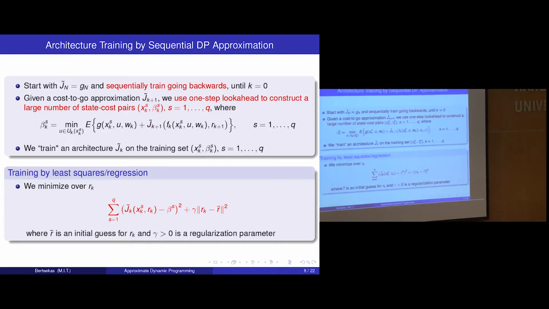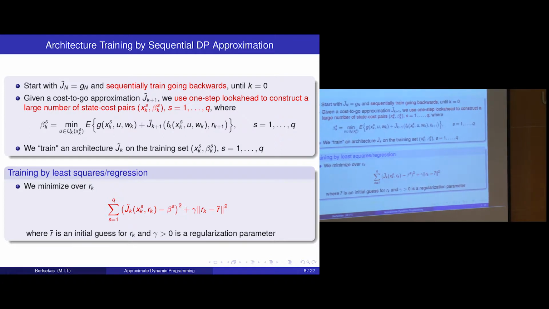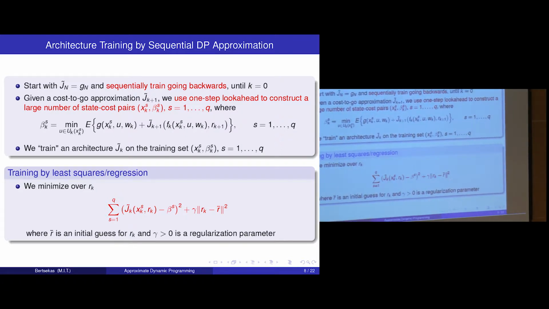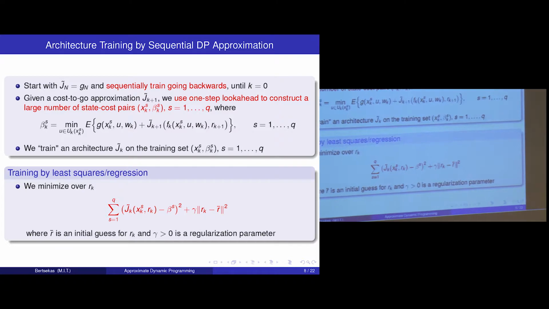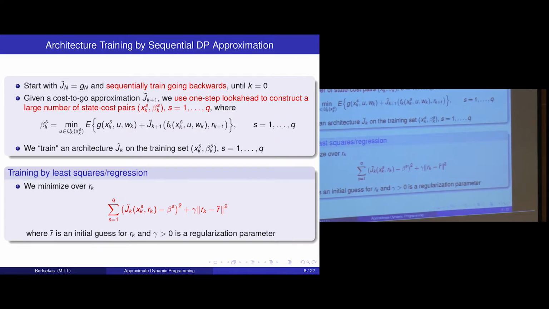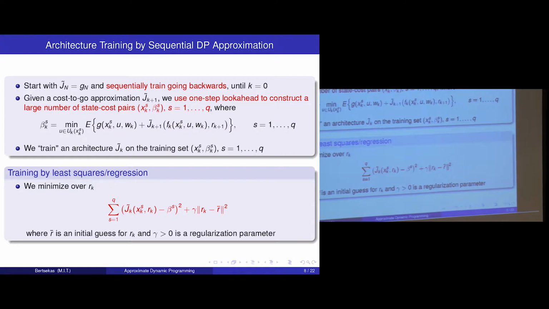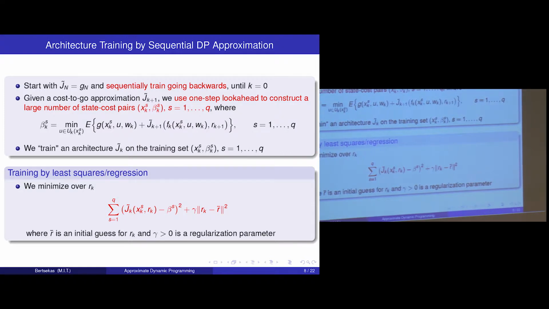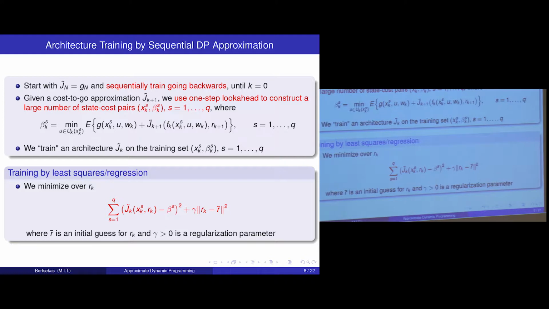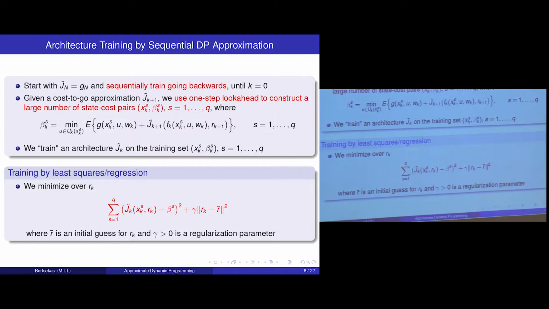And for each sample, there is a quadratic term here that depends on r_k, and there's also a regularization term at the end. It's customary to perform regression, particularly in this field, by using this regularization term, where r bar is some initial guess, some known quantity, and gamma a positive number, which is a regularization parameter. It keeps the optimum close to this r bar and tends to stabilize the computation.